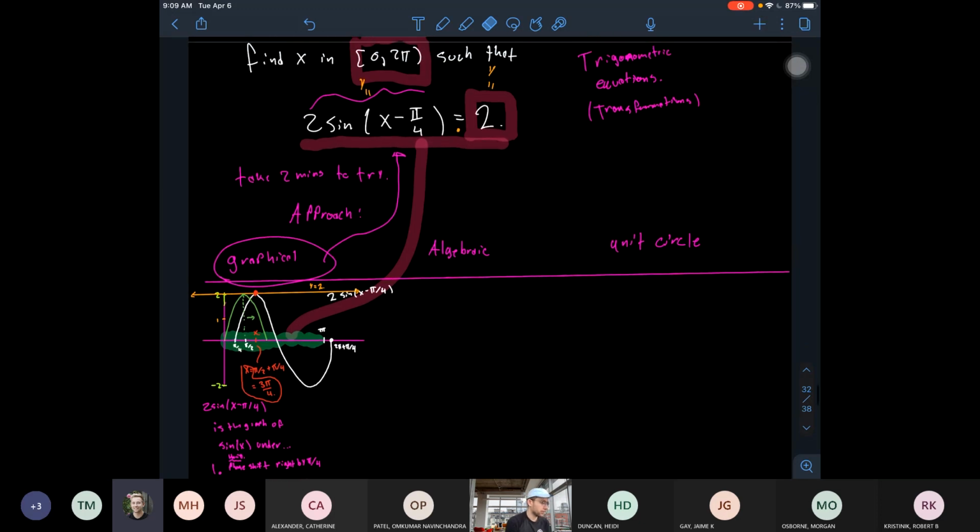Are there any questions about the graphical approach to this problem? Or any comments? Do you like the graphical approach, or is this totally unintuitive?